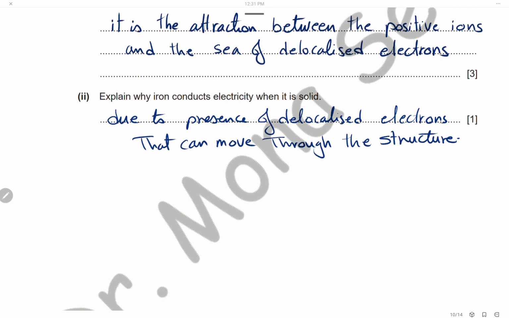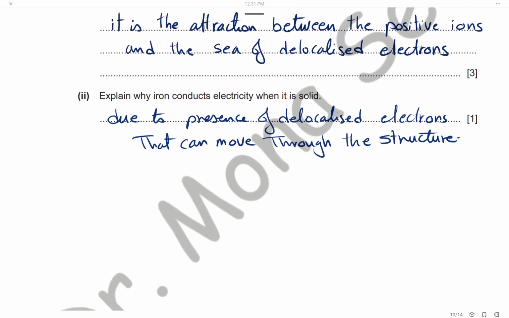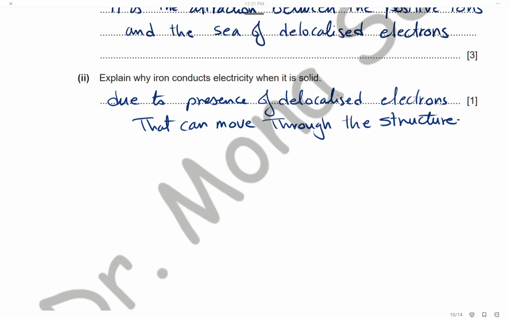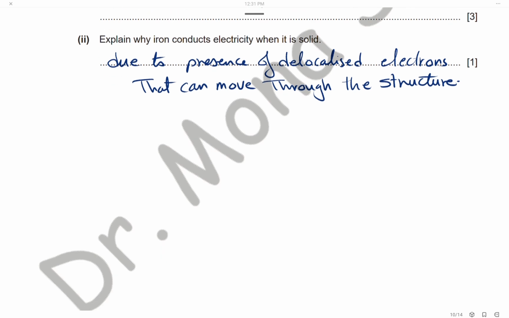Explain why iron conducts electricity when it is solid. Due to the presence of the delocalized electrons that can move through the structure. These delocalized electrons, which can move, can carry the current.